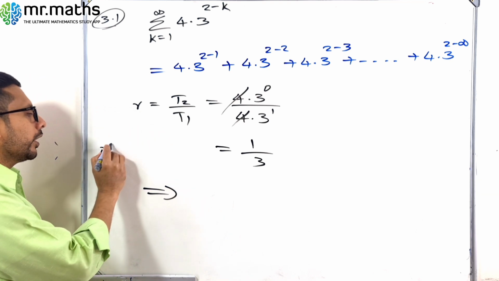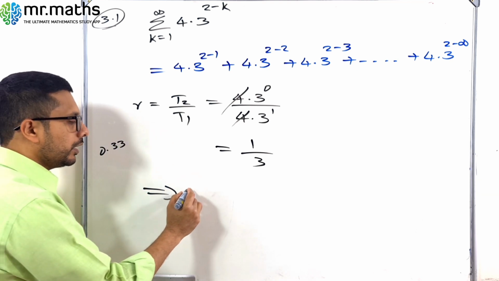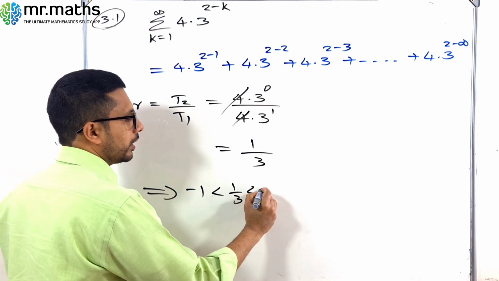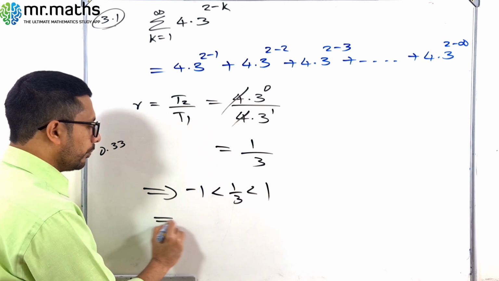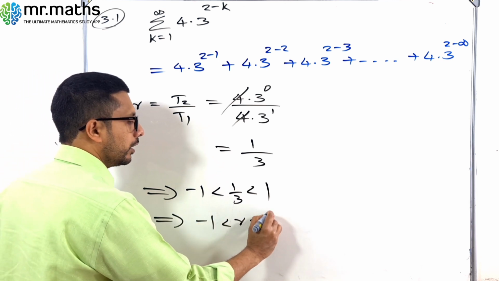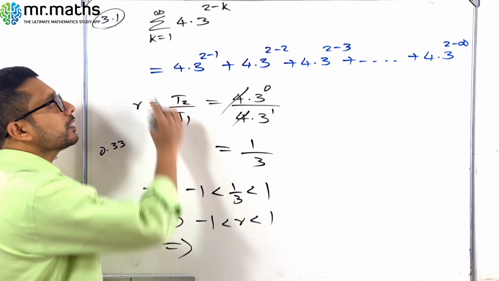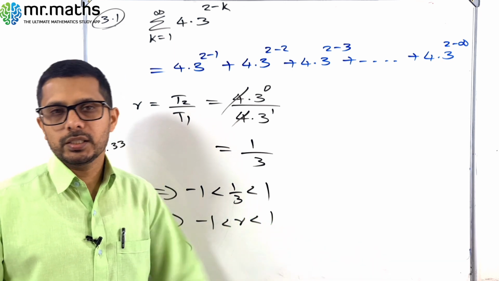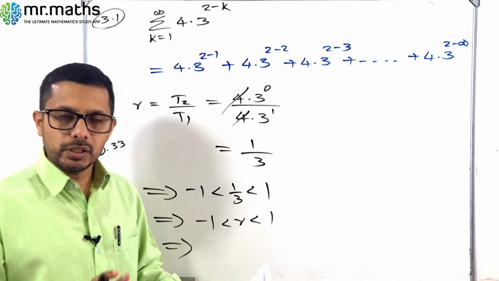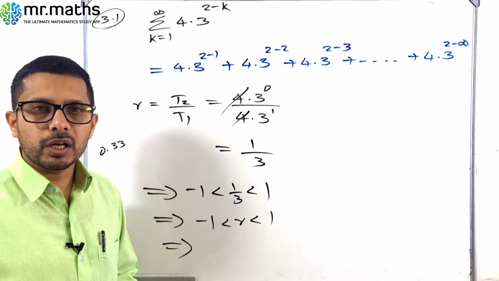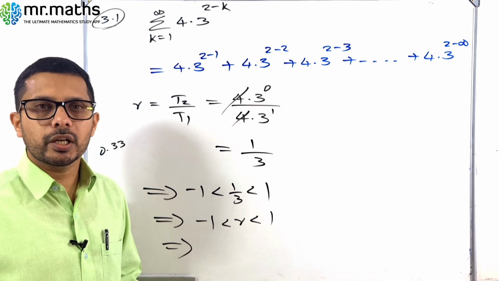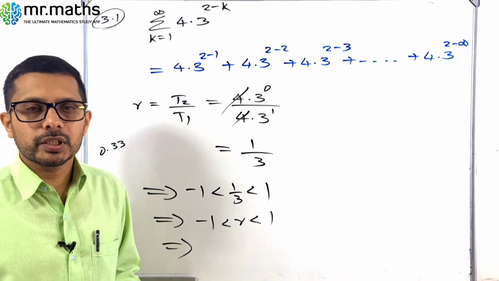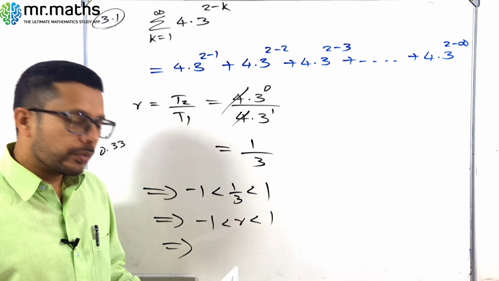1 over 3 means 0.3333. Am I right? That is definitely between minus 1 and positive 1. So it implies that minus 1 is less than r, which is less than 1. Therefore you have to write here: the series is a convergent geometric series. You understand? So this is all you have to do. You have to find the value of r and check whether r is between minus 1 and positive 1. If it is like that, it is a convergent geometric series. If it is not like that, it's not convergent. That's all.